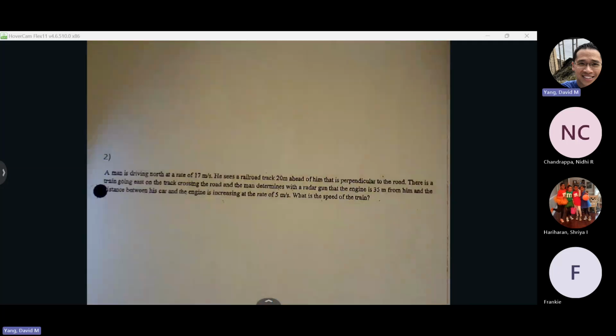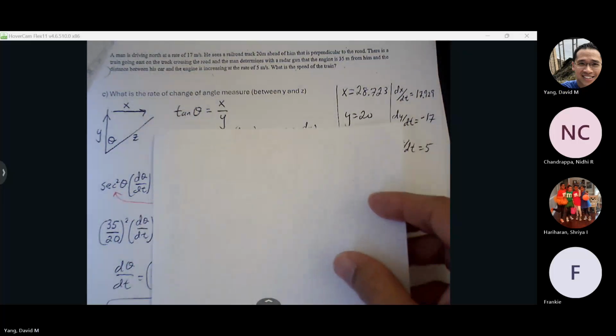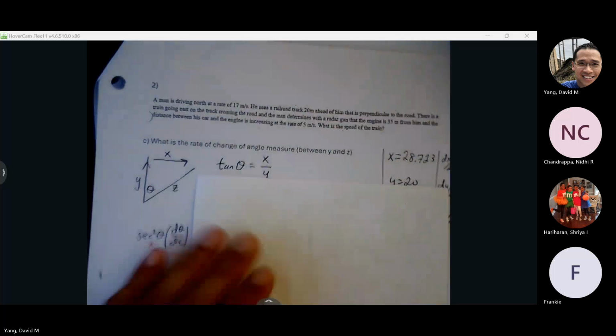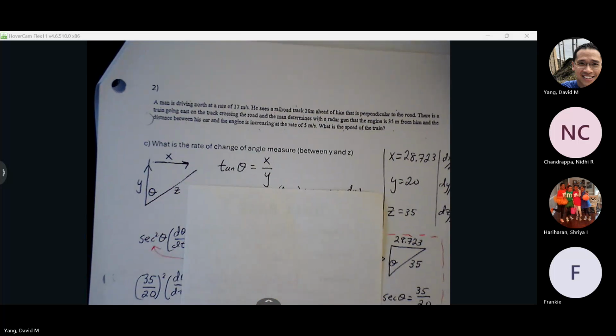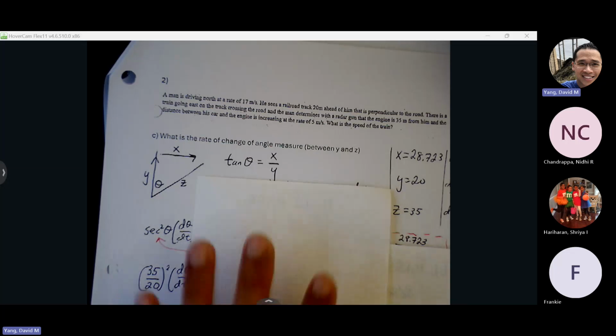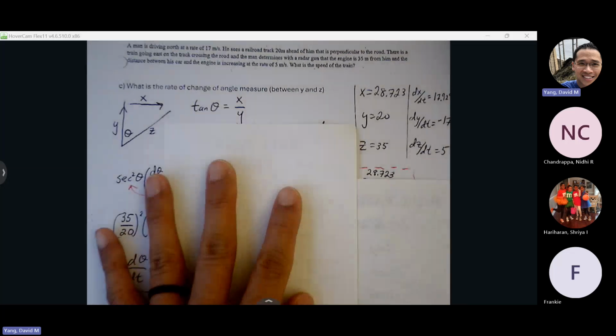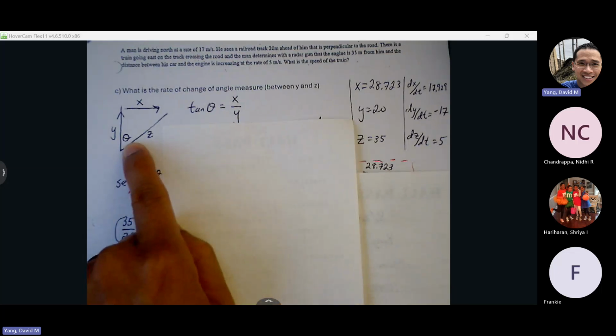Okay, this is number 2, part C. At what rate is the angle changing? At what rate is theta changing? So same diagram, and the diagram will be drawn for you, so you won't have to figure out where that theta is. So I'm going to use tangents.